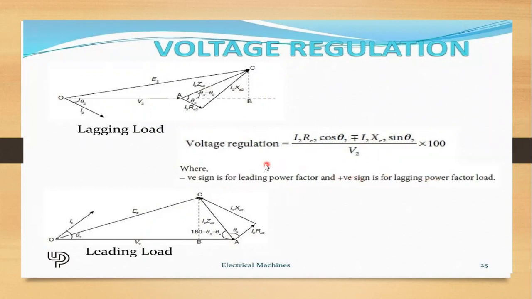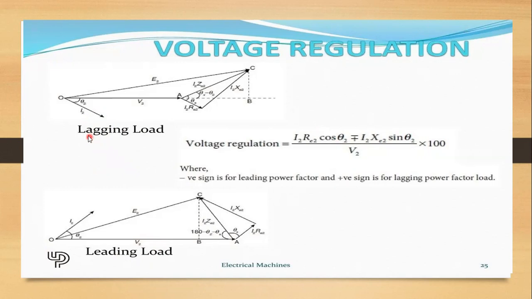You know well. So here voltage regulation is I2 Re2 cos φ2 plus I2 Xe2 sin φ2, divided by V2, into 100. So you know well, for a lagging power factor load, this is the phasor diagram. For a leading power factor load, this is the phasor diagram.